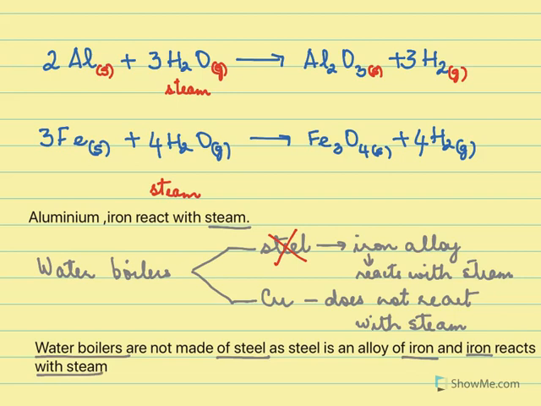Now there are metals that do not react with water at all, and that is lead, copper, silver and gold. They do not react with water at all. So you need to remember this. These are four metals that do not react with water at all: lead, copper, silver and gold.